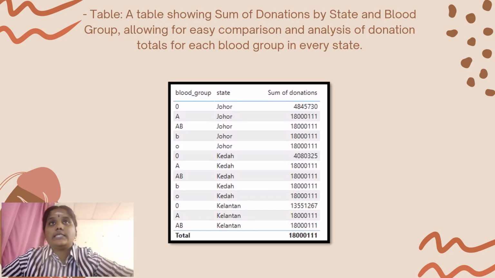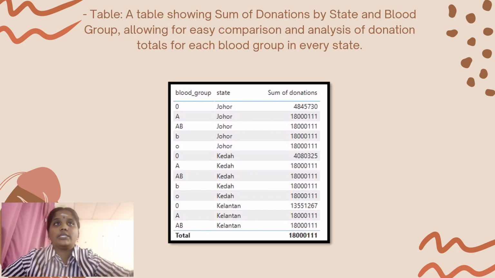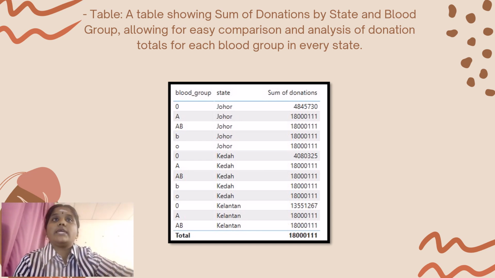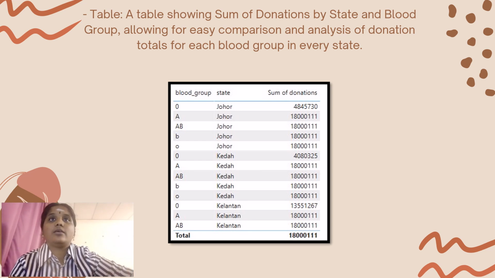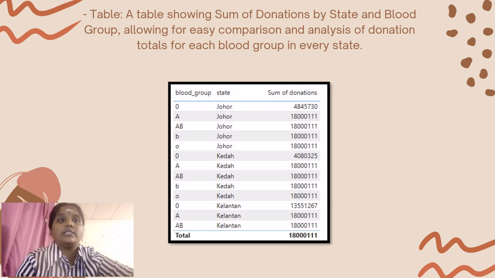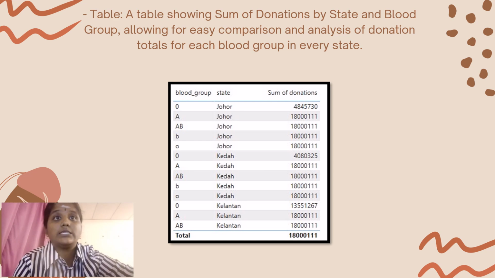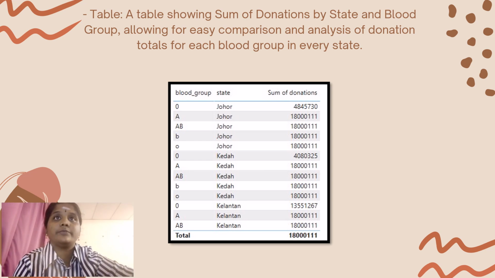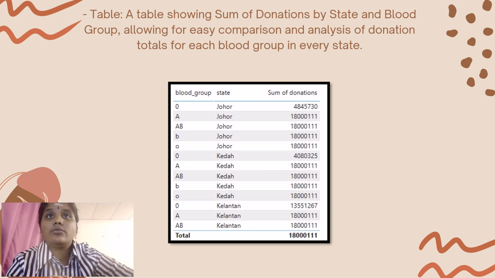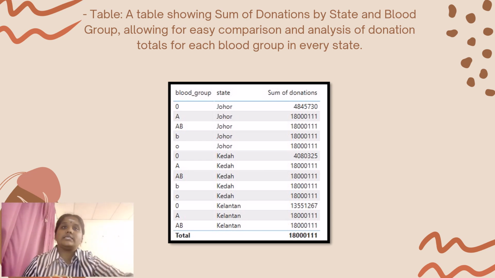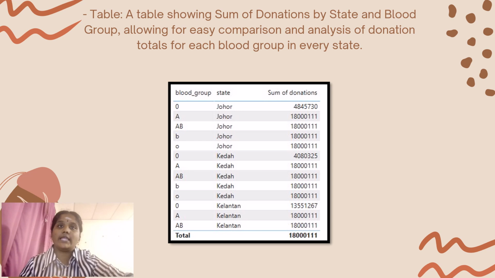The last is the table. The table shows the sum of donation by state and blood group, allowing for easy comparison and analysis of donation totals for each blood group in every state. Blood group, state, sum of donation. The blood groups are O, A, AB, B, and the states are Johor, Kedah, Kelantan.